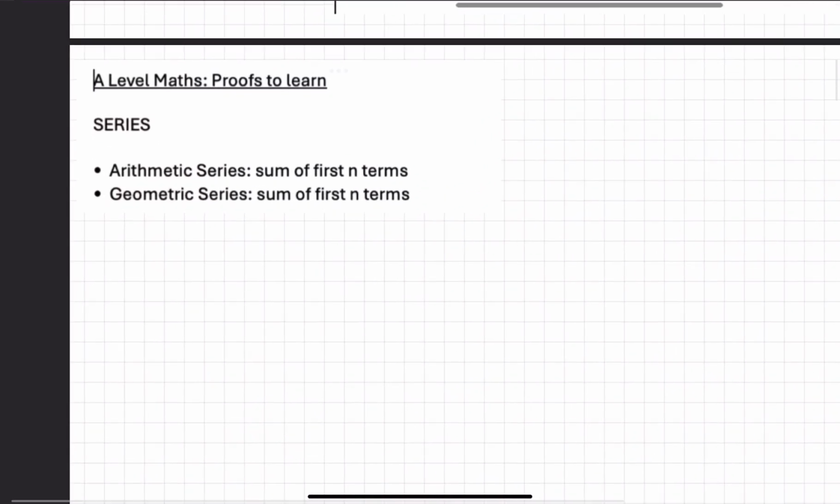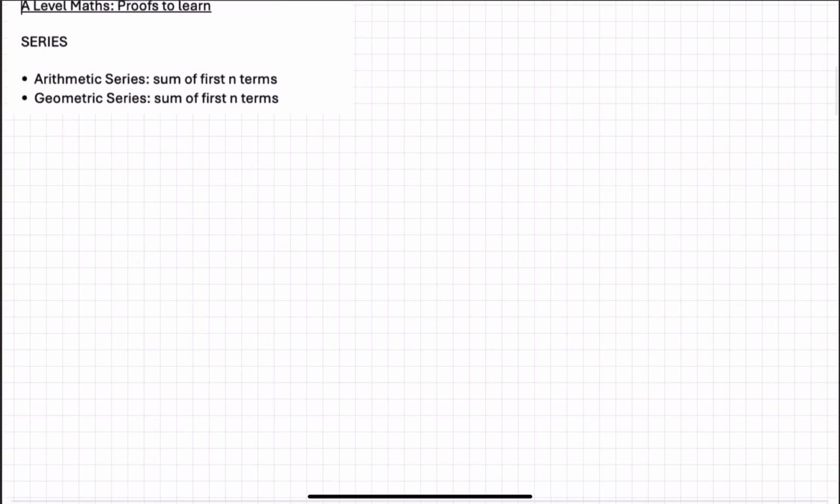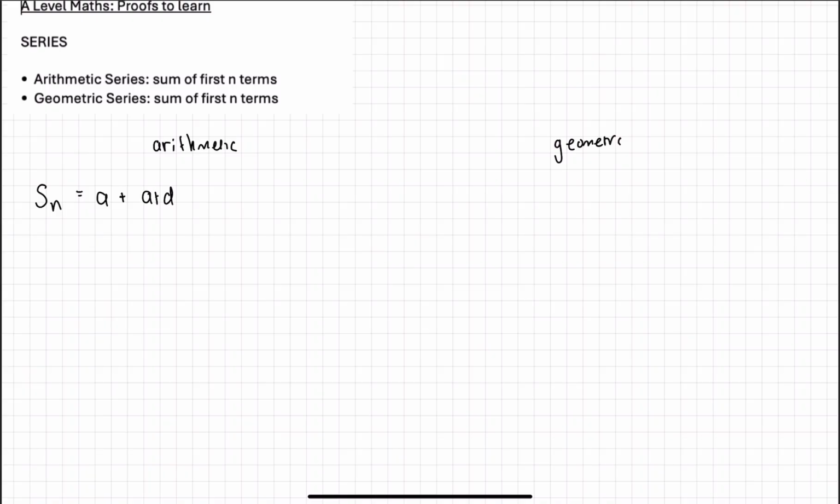Okay, so series. We want to prove arithmetic, and we also got to prove geometric. So the sum of the first n terms of an arithmetic sequence, you've got the first term, a, and then we're going to have the second term, a plus d, and then the third term, a plus 2d, and we're going to go all the way until a plus n minus 1 d.